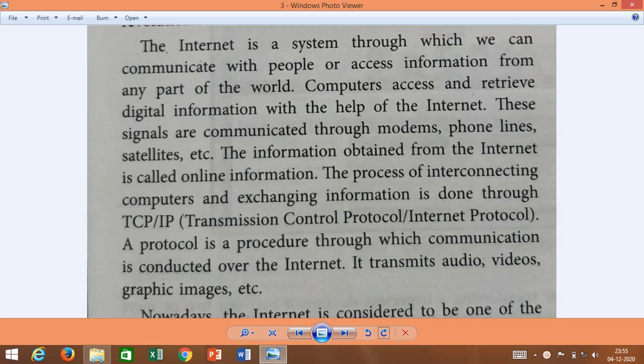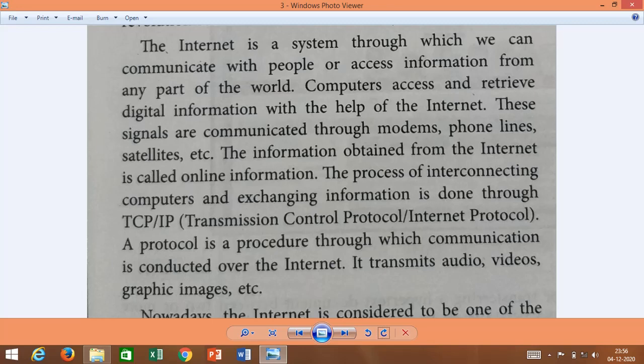The internet is a system through which we can communicate with people or access information from any part of the world. Now, we all know, dear students, that whether we are exchanging our data through social media platforms, through emails, etc., we need a system through which we can exchange. Social media platforms and emails are the programs which we use, but these programs are connected through the internet.